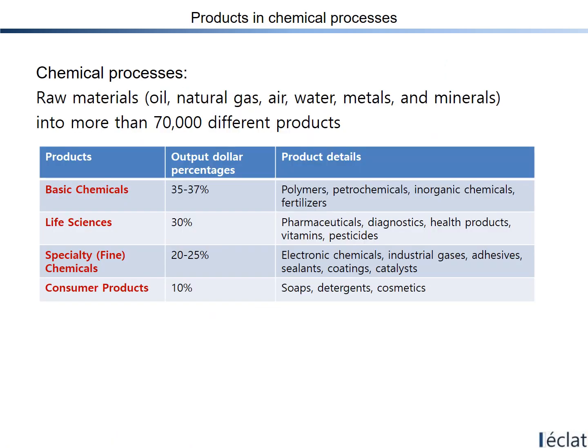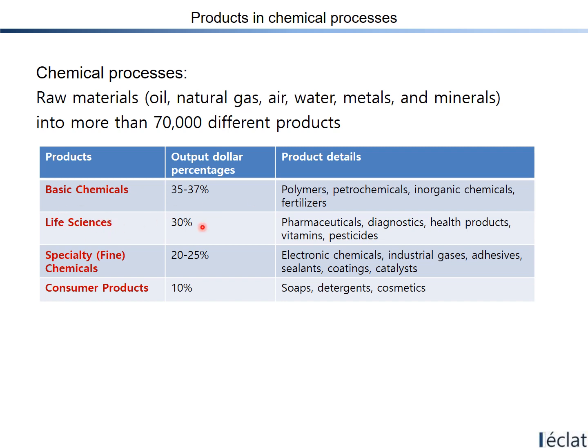Okay, let's get back to chemical processes. Products in chemical processes. Chemical processes would convert raw materials like oil, natural gas, air, water, metals, and minerals into more than 70,000 different products. We could classify those many products into four categories. Basic chemicals: the amount of basic chemicals in dollars is about 40%, including polymers, petrochemicals, inorganic chemicals, and fertilizers.